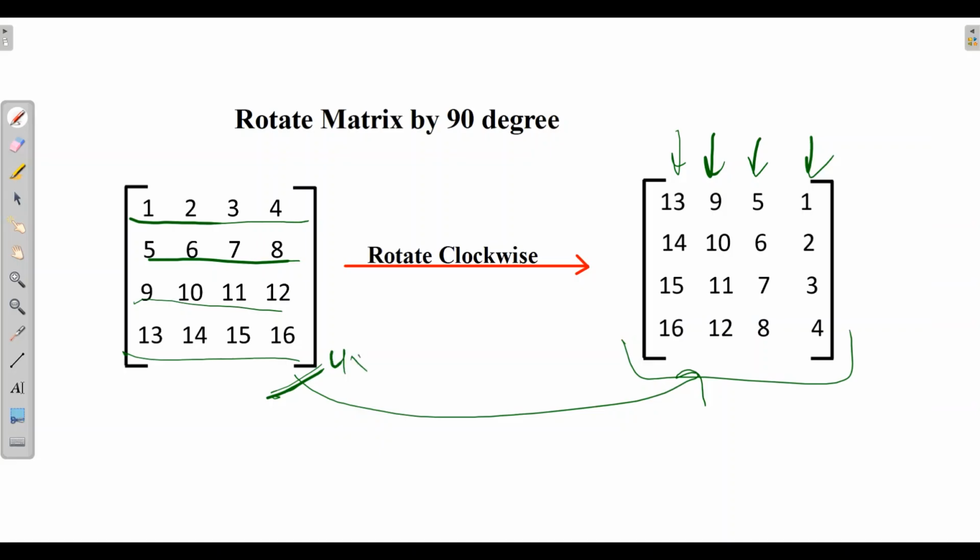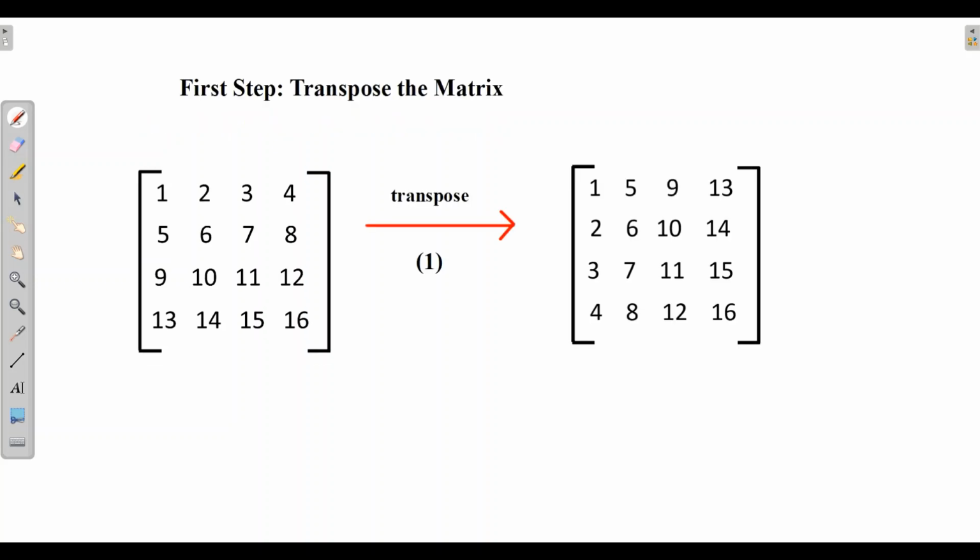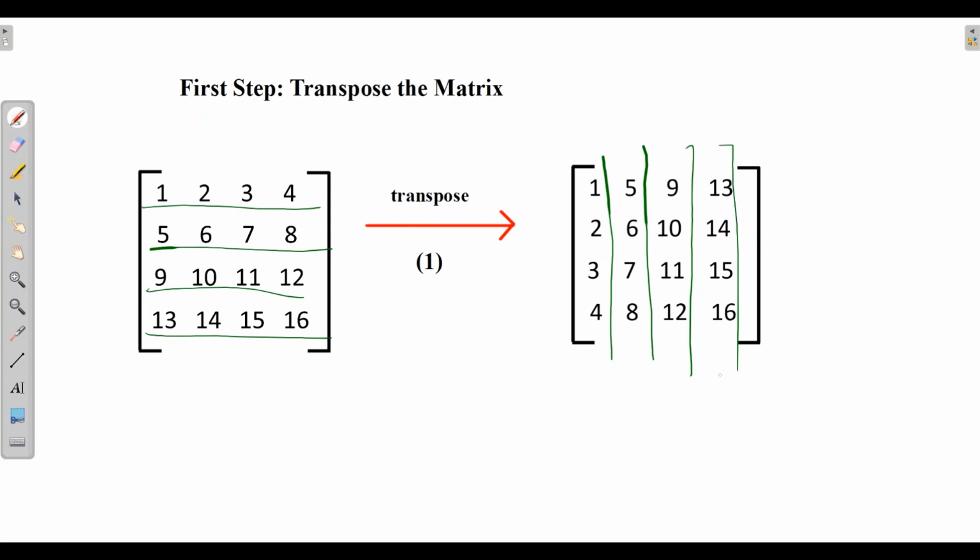This is 4 cross 4, and the output matrix is also 4 cross 4. So how to do this? Let's take the original matrix first. The first step will be to transpose the matrix, as in, the first row will be at the first column. Likewise, the second row, second column, third row, third column, and the fourth row, fourth column.